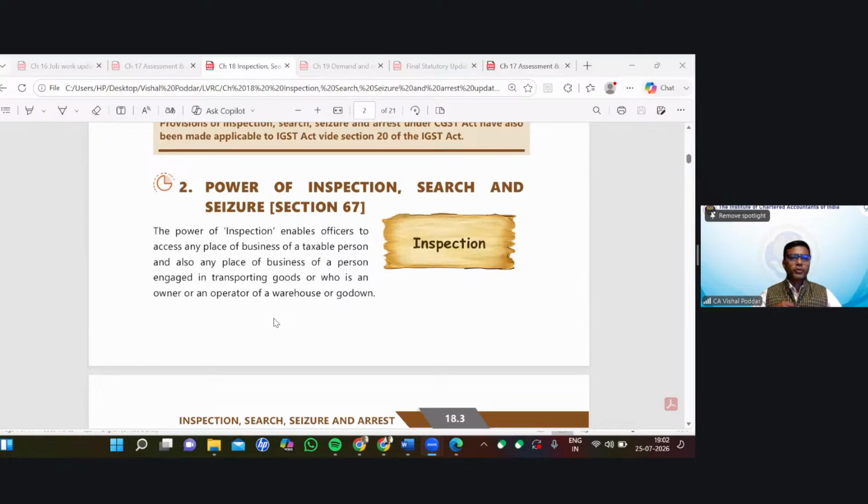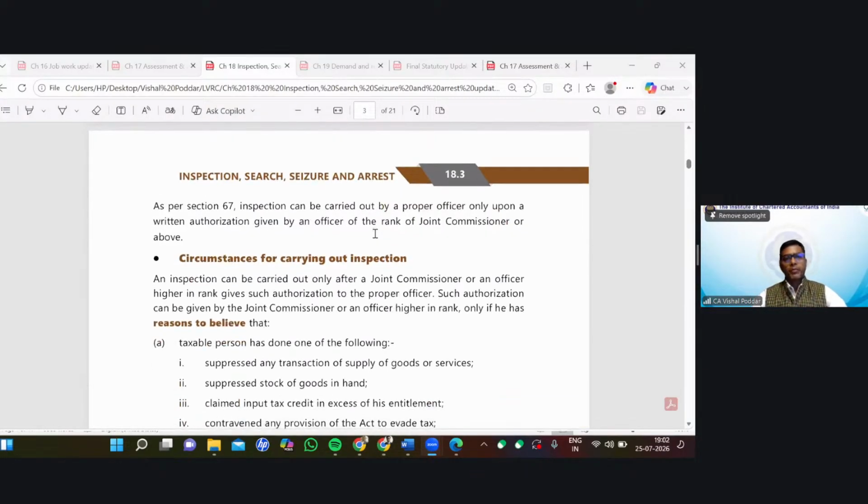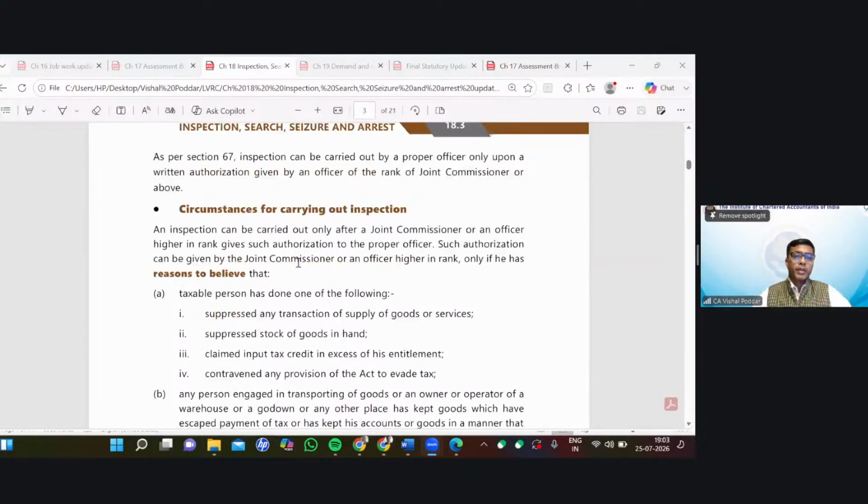So let us proceed, students. We are discussing these special provisions under the GST law, some strict provisions relating to search, seizure, arrest, etc. Now, section 67 is the section which encompasses the provisions relating to inspection, search, etc. Now, what are the circumstances under which the officer can carry out inspection?